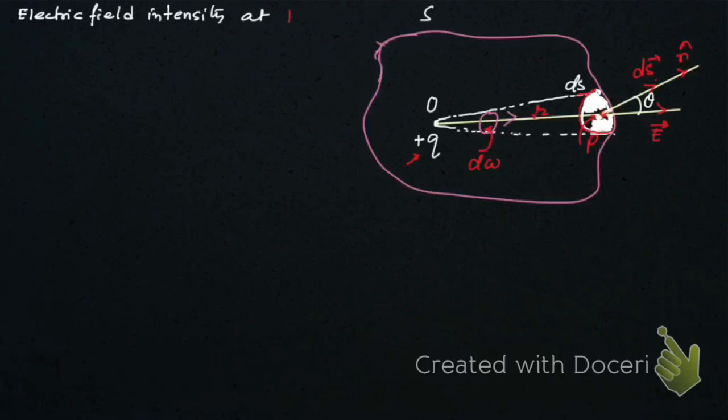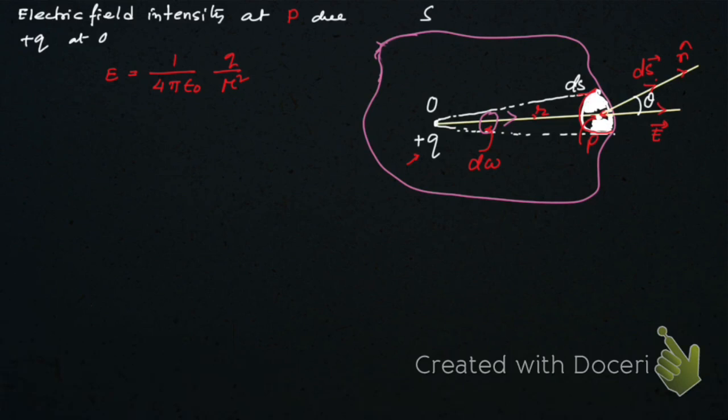Electric field intensity at the point P, due to the positive charge Q which is at O, will be given by E is equal to 1 by 4 pi epsilon naught Q by R square, right? I am writing only the magnitude, not in vector form.